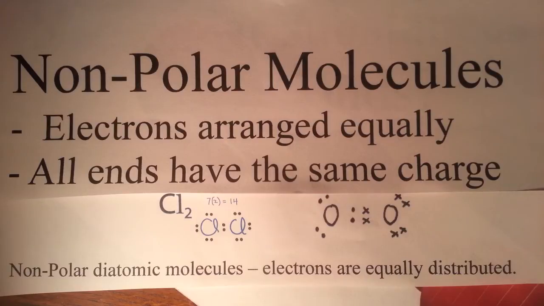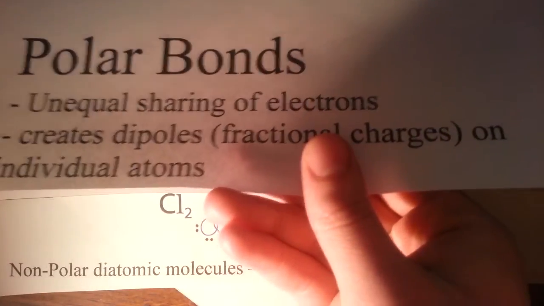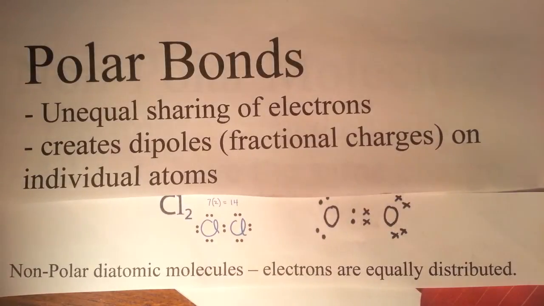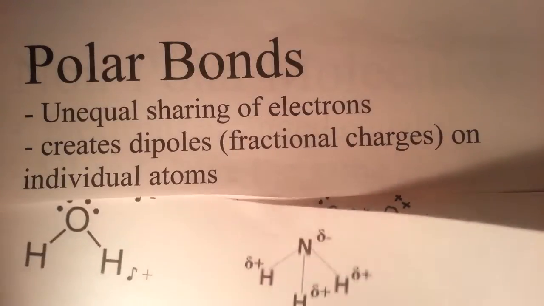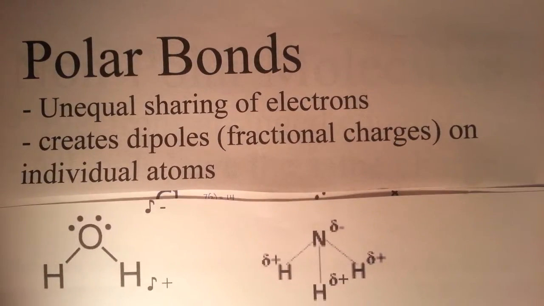So the other thing we have to learn about are polar bonds. A polar bond is any bond in which there is an unequal sharing of electrons around the molecule. That happens in cases such as these.